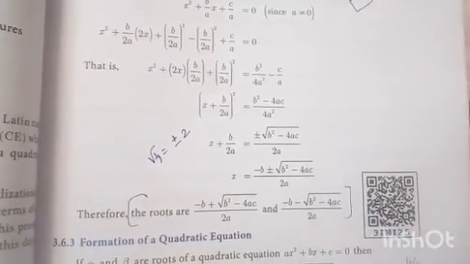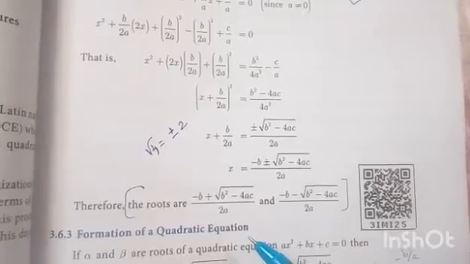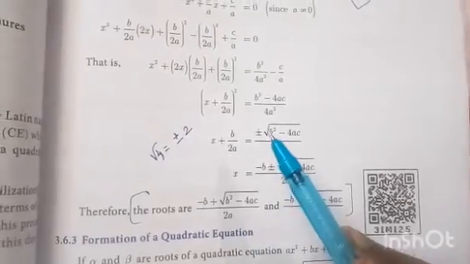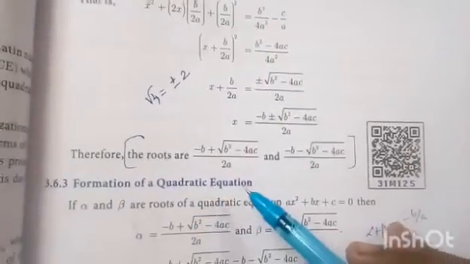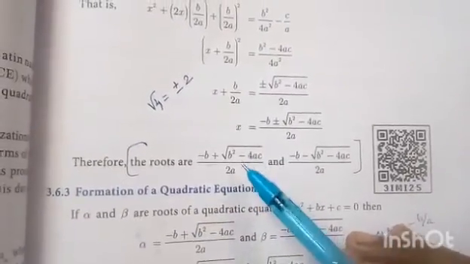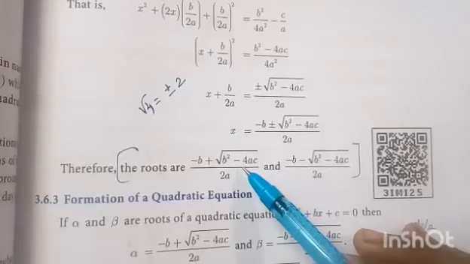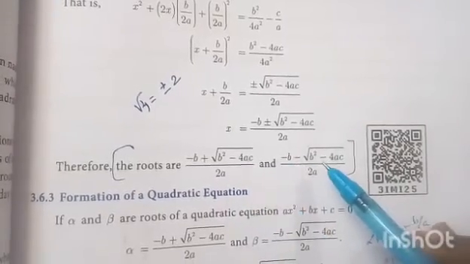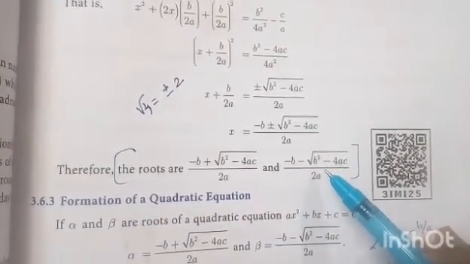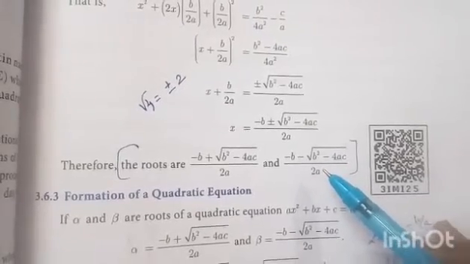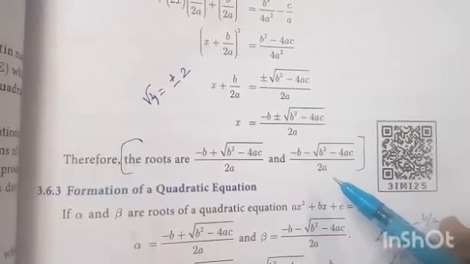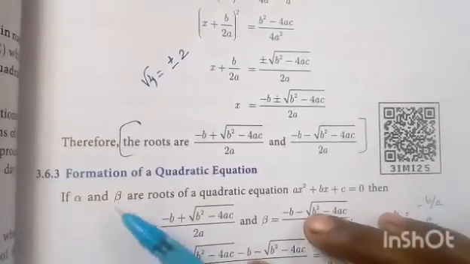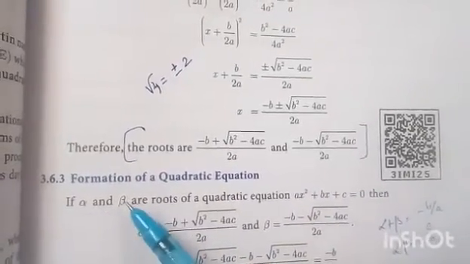Okay. These two are the roots of the quadratic equation. Now, formation of a quadratic equation. We have 2 roots. The first root we consider as alpha, the second root we consider as beta. The quadratic equation has 2 roots. The first root we give the name alpha, this is the alpha symbol, and this is beta. Alpha, beta.